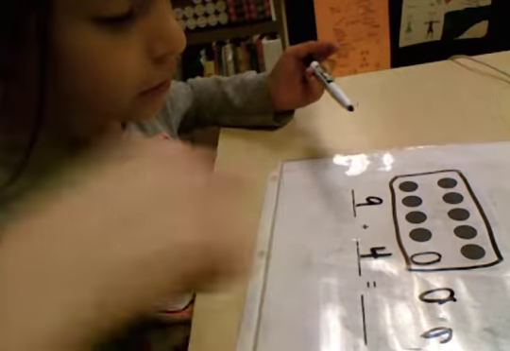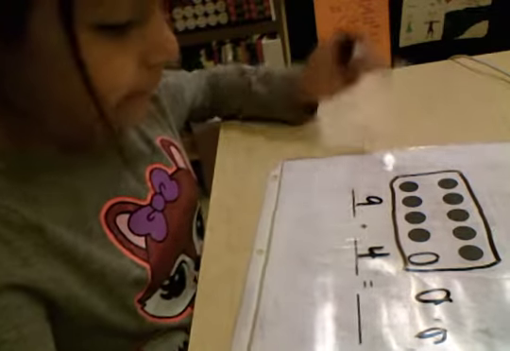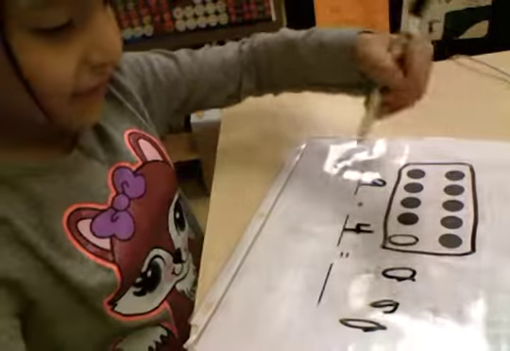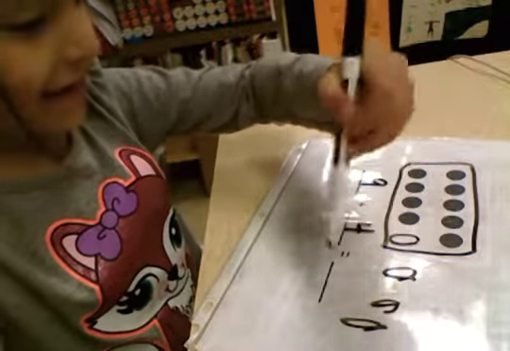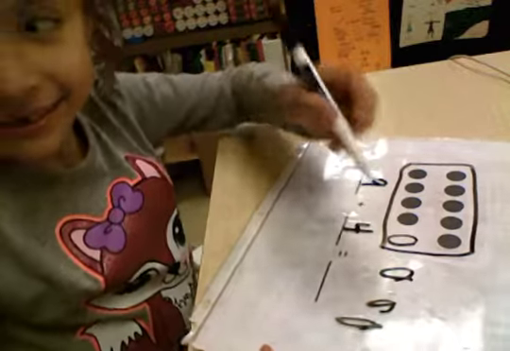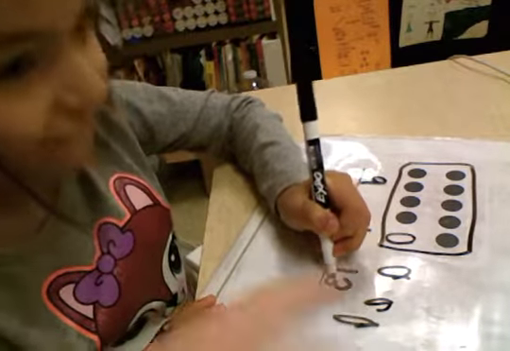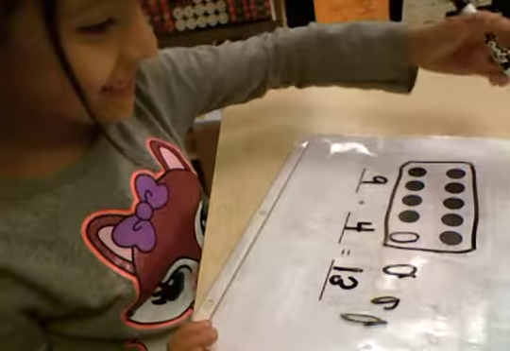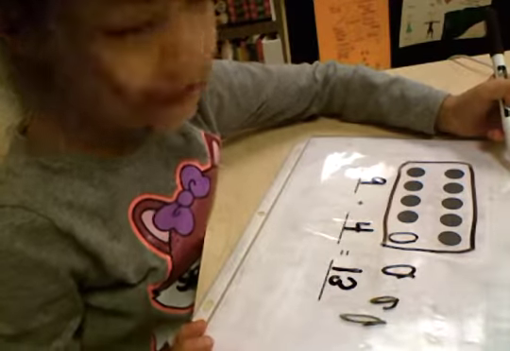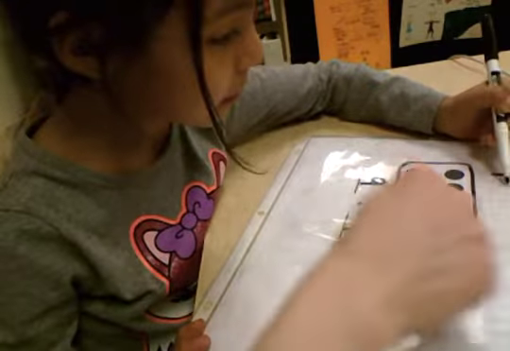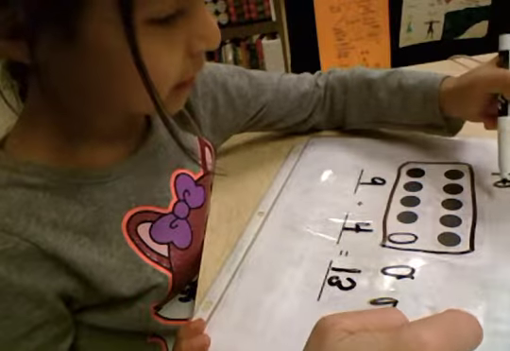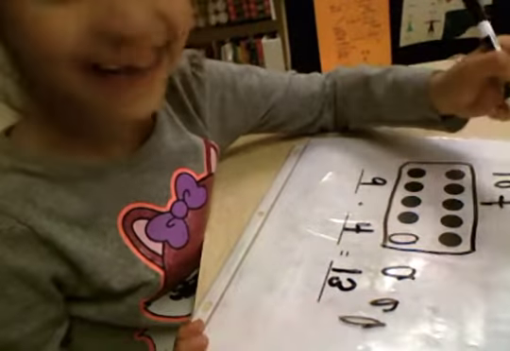13. What's the 10 plus fact that helped you know it was 13? Because there's 10 over here and 3 here and that makes 13. Awesome. And write the 10 plus fact up there. 10 plus 3.